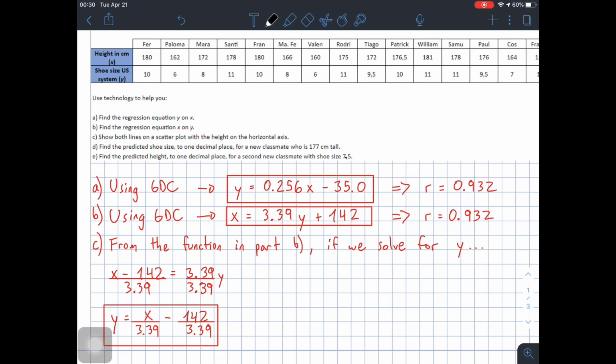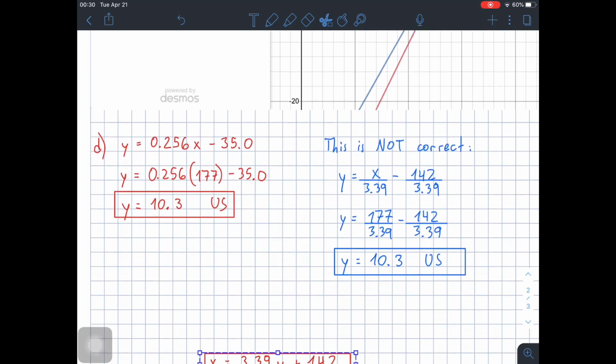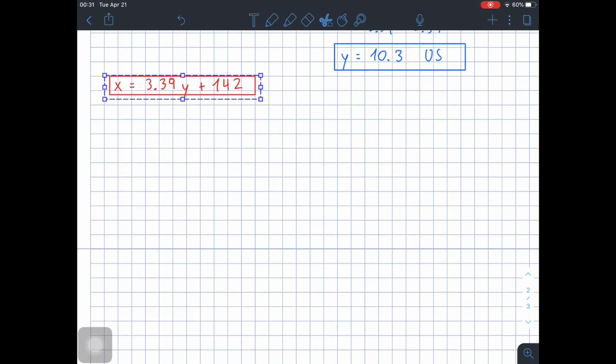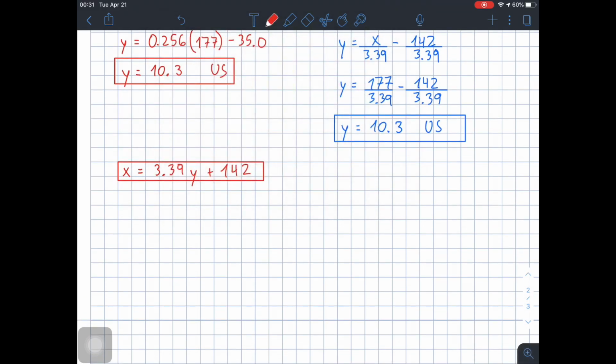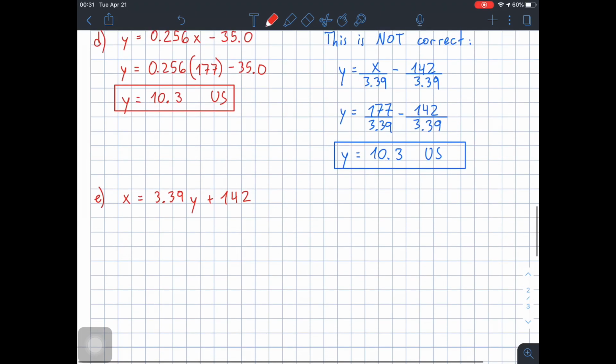So now we're given a y value, right? Shoe size. So in this case, we should use this equation over here in order to predict the height of this second new classmate, right? So I'm going to take this equation down there, which is the x and y equation. So this is part E. I'm going to erase this, and we would solve this.